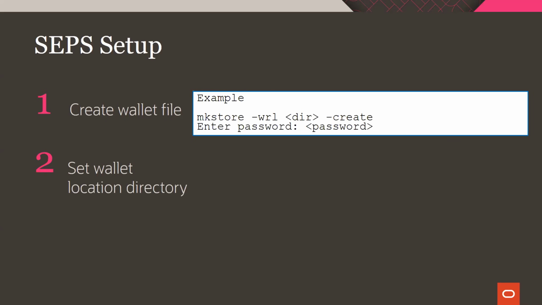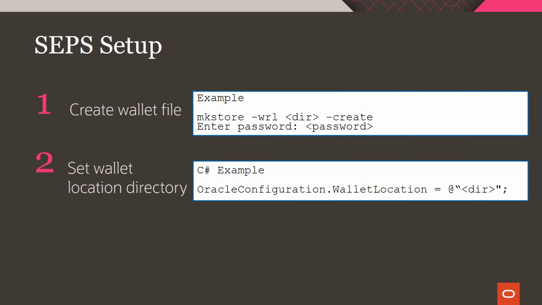And next, you want to set the wallet directory to tell ODP.NET where to find its wallet. You can do that programmatically, which is getting to be more common, with the OracleConfiguration class, which is something we introduced with ODP.NET Core, and managed ODP.NET now supports it in 19c. This OracleConfiguration class has a property called WalletLocation. And this WalletLocation points to the directory where you plan to store your wallet file. And of course, you can also store this, if you're using unmanaged or managed ODP.NET, in your .NET config file, as well as your sqlnet.ora if you'd like.